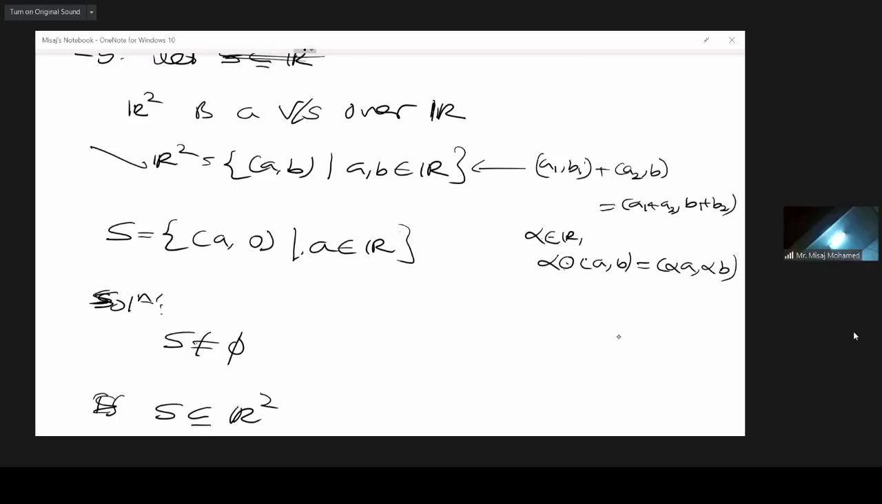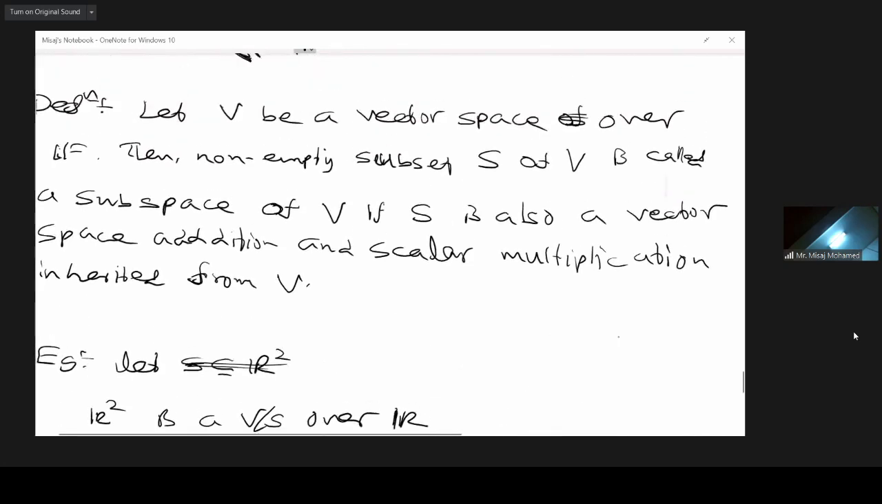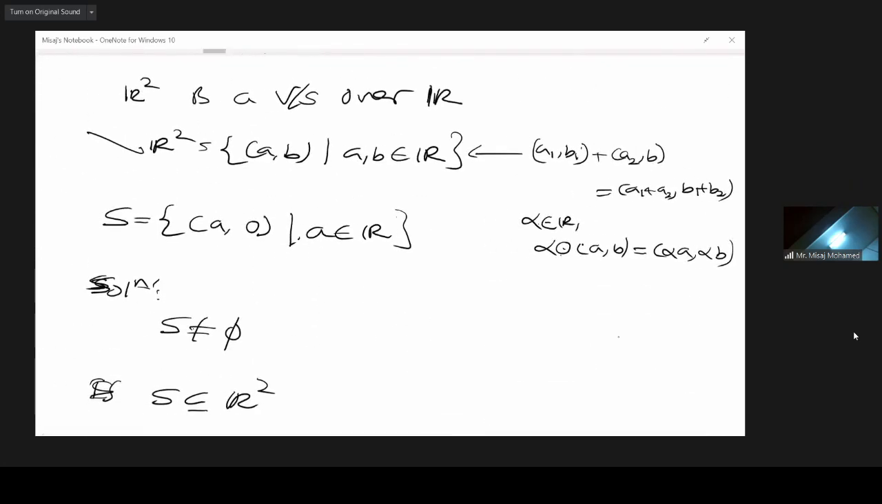So R2 is a vector space, no? That is no problem. I proved R2 is a vector space in the very last class. I took R2 as V and showed that this is a vector space over the field R. That is clear, right?